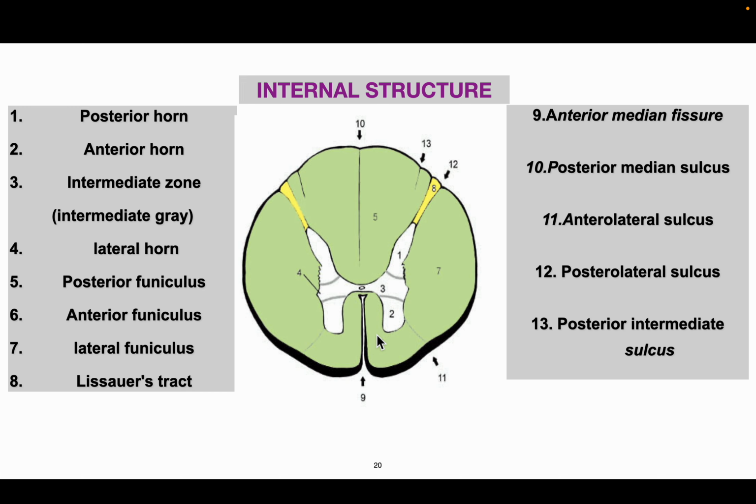Then the anterior median fissure, then the posterior median sulcus, then where the anterior root axons are coming out, this is the anterolateral sulcus. The part where the posterior root enters the spinal cord is the posterolateral sulcus, and this is the posterior intermediate sulcus, which divides the fasciculus gracilis and cuneatus tracts. So this is all about the introduction of the structure of the spinal cord.